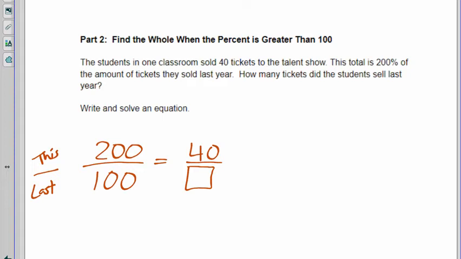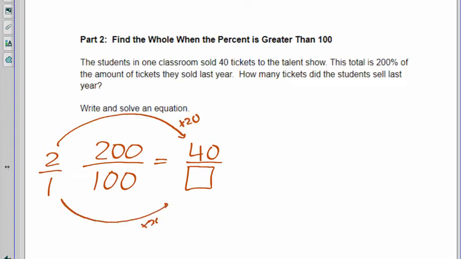Well, again, I can just take my original ratio of 200 to 100 and simplify it. And if I divide both by 100, I get a 2 to 1 ratio. The top is double the bottom. Well, 2 times what is 40? 2 times 20. Do the same to the bottom. And last year, we sold 20 tickets.